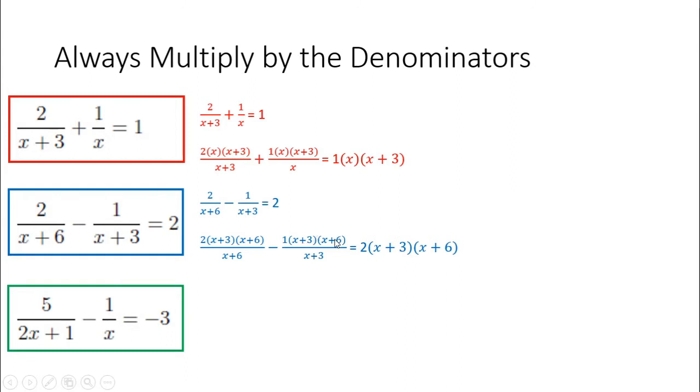And to keep this a balanced equation, I need to do whatever I've done to this side, so multiplying by x plus 3 and x plus 6. I have to do the same to the other side. So my 2 was also multiplied by x plus 3 and x plus 6. Same thing with the third equation.